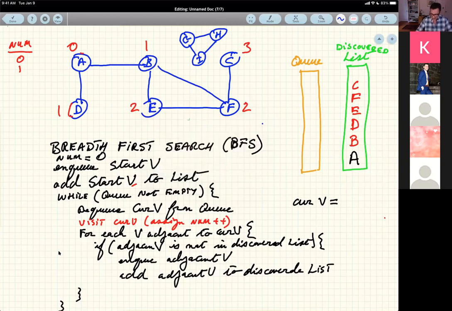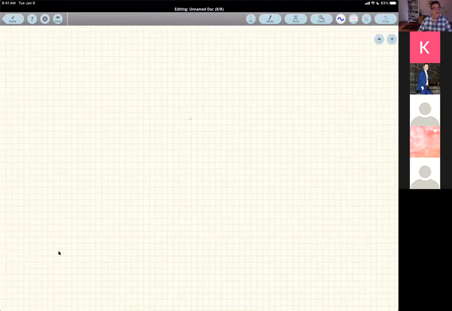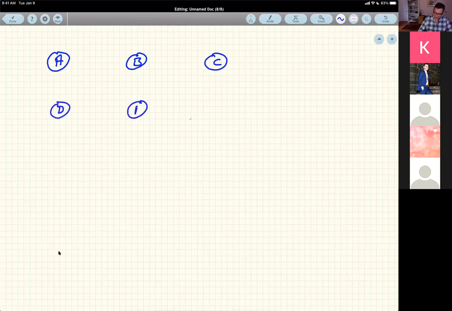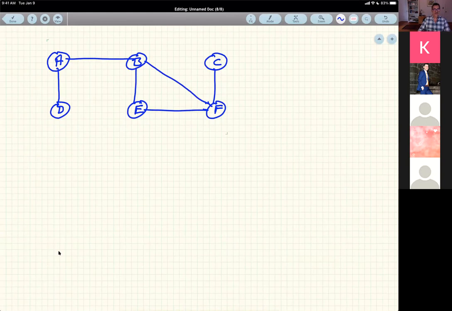Okay, and the same graph is essentially A, B, C, D, E, and F, and it's connected like that. Okay, this is the same graph that we had. And now we want to traverse this, okay, in depth first search.